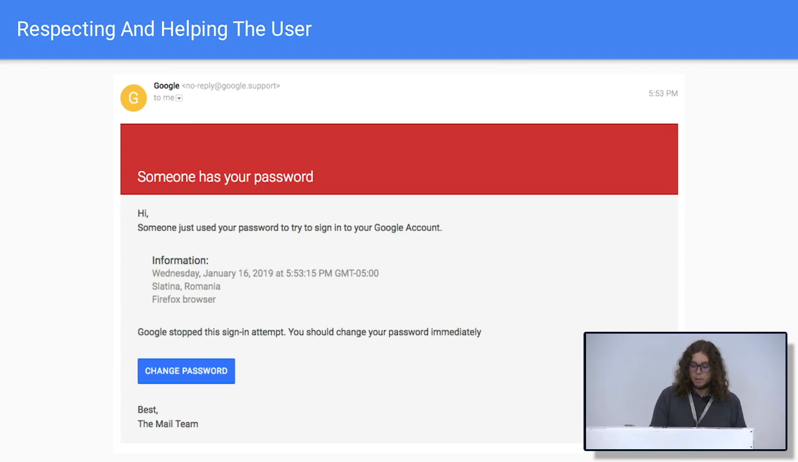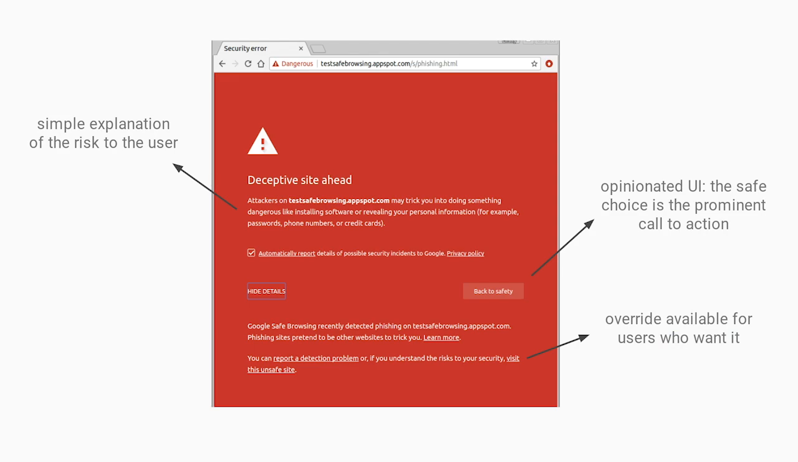So what do we do to prevent those? Well, one way that we try to protect users is with safe browsing interstitials like this, which we show when we believe a site is a phishing site, or when it's distributing malware, or it's been compromised in some other way. This one also shows a bit of what we have as our security UI design principles. You can see that we give a simple explanation to the user, where they can understand that we believe the site is trying to trick you, as opposed to something highly technical. We use what we call opinionated UI, that is, the safe choice, in this case back to safety, which just takes you back to the previous site, is the most immediate and more obvious thing to click. You have to actually click advanced details to get even the override available. But we do have that override available because we respect users who want the override and decide that they know what they're doing in this case.